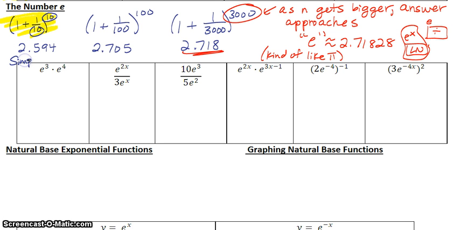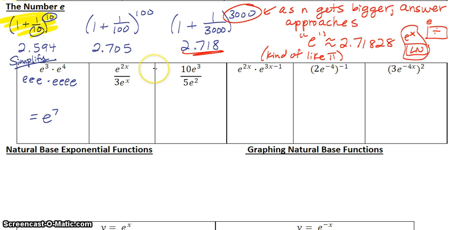If I look at this first problem, I'm going to use the same exponent properties we already learned. So e cubed times e to the fourth. Remember, you add the exponents. The final answer is e to the seventh. Remember, when in doubt, write it out. I got 3 e's times 4 e's, that's why it's e to the seventh.